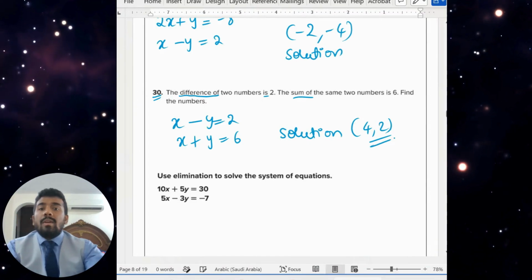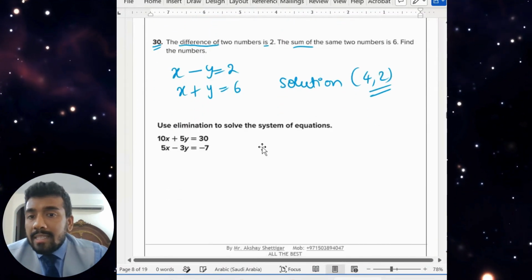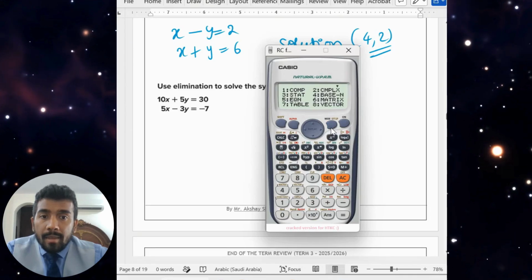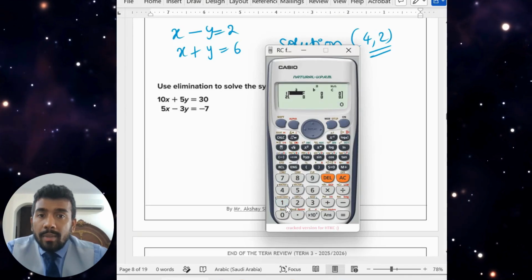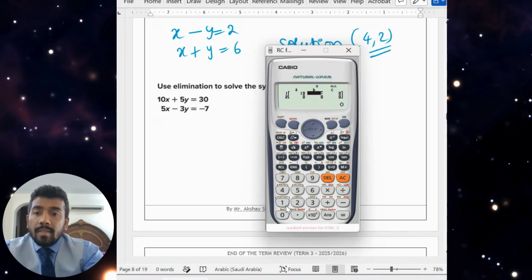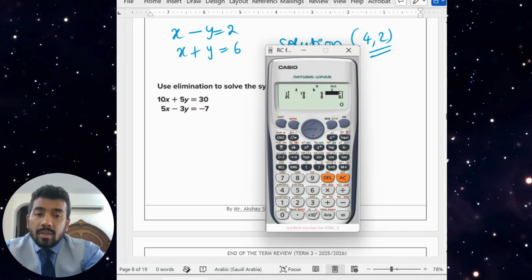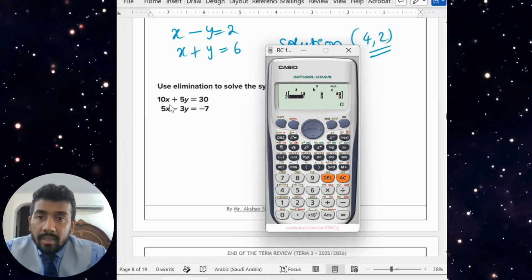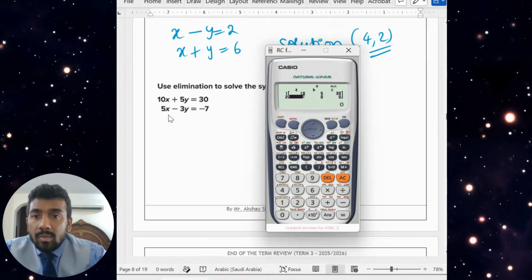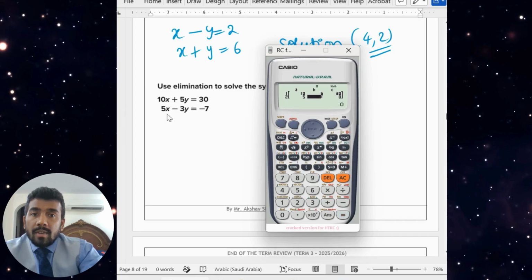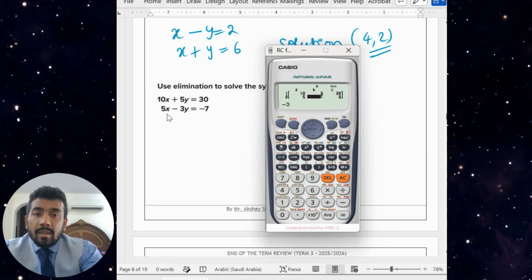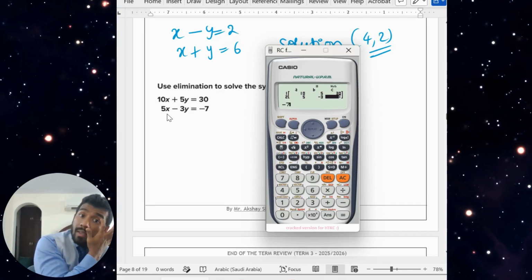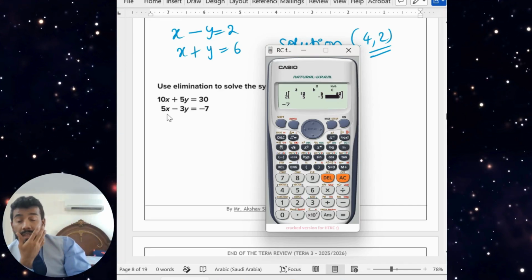Okay, that's why. What about the next one? Again, the same way, use elimination. You can do it in this way. Mode 1. First I put 10, then 5, then 30. Then for the next equation I put 5, then minus 3, and then minus 7. So that's how you do it.